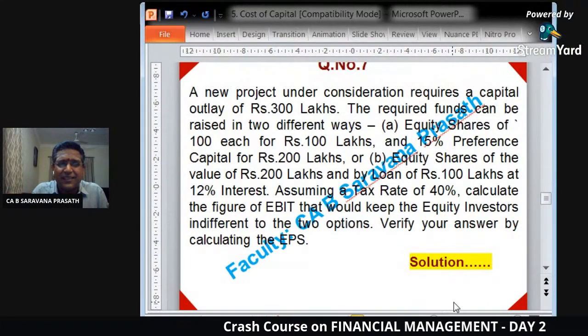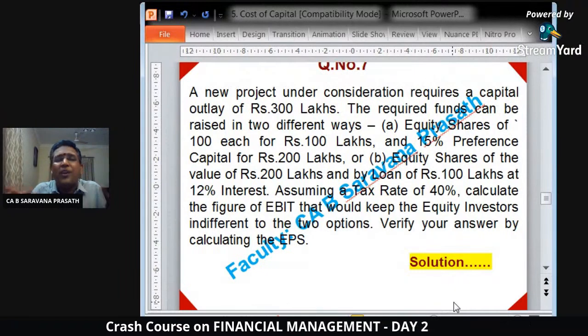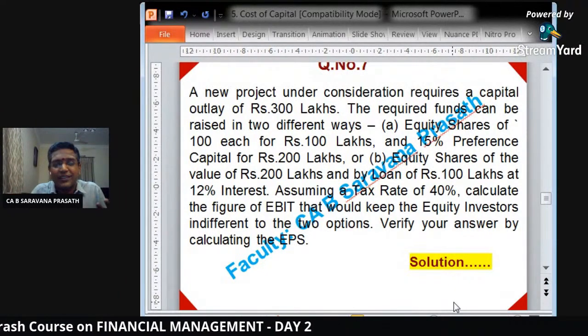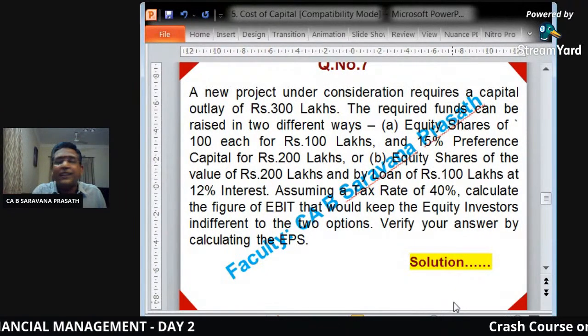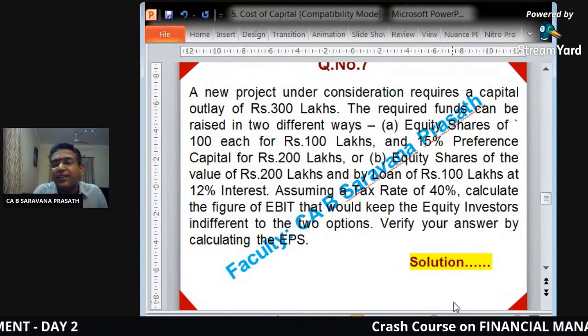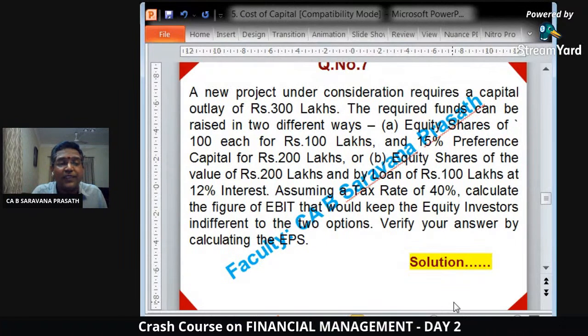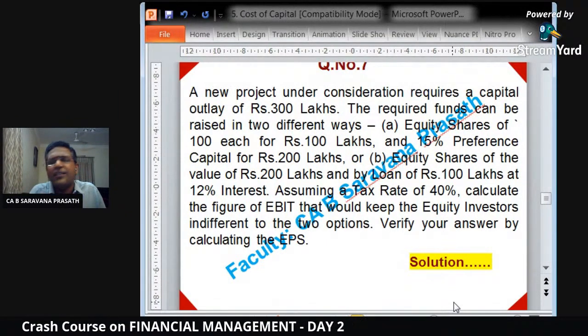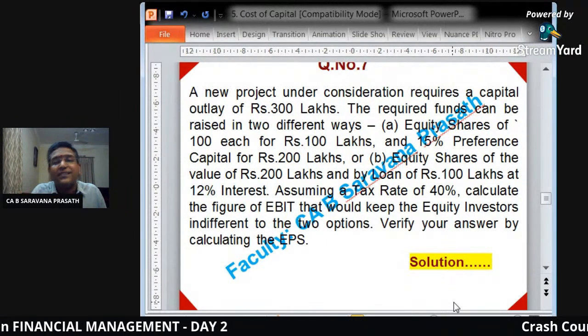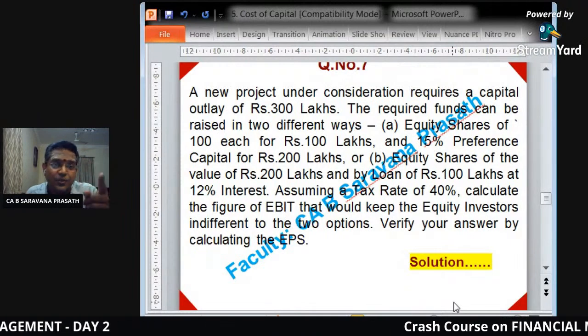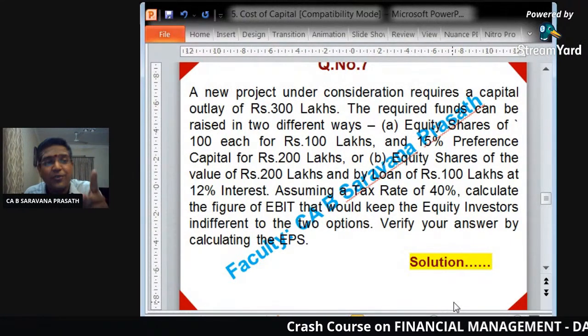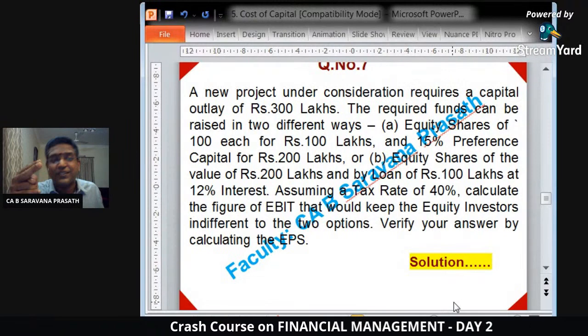Indifference technically means or generally means I don't bother. That is what is called indifference. If I get the same EPS under two different alternatives, if I have to decide which is a preferable course of action, I would prefer anything because either way EPS is the same. In the earlier question, if you remember, we would prefer to go for debt funding because EPS is higher.